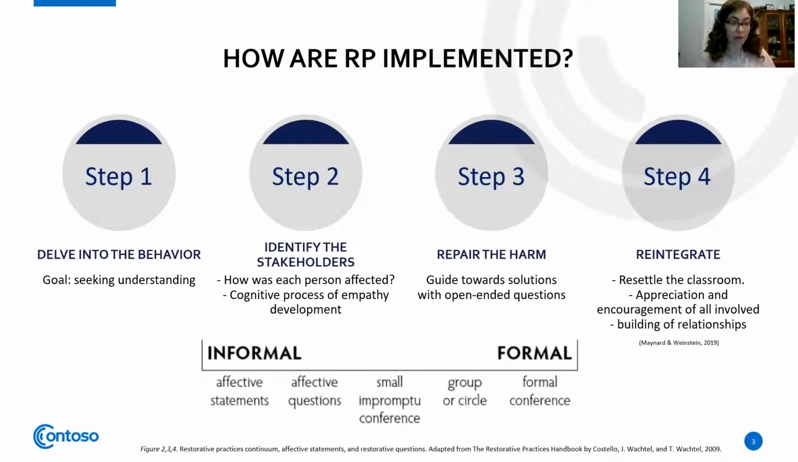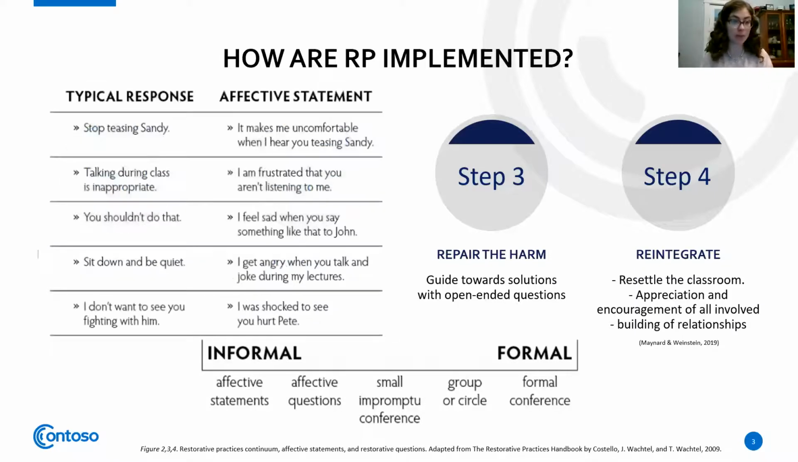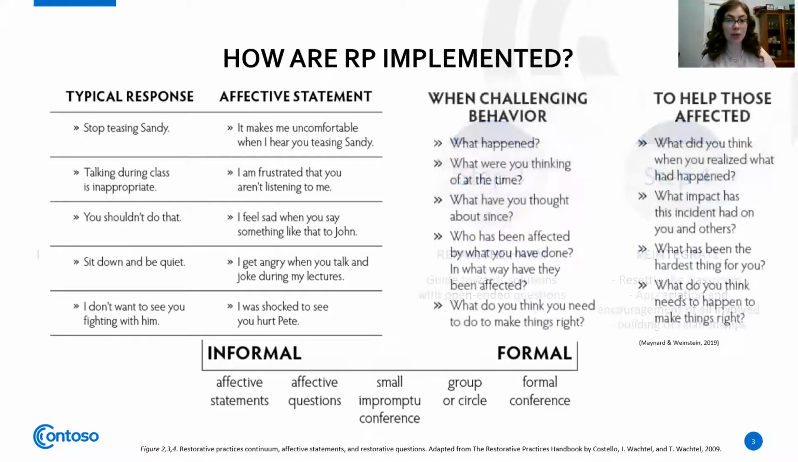So there are 5 forms of restorative practices in schools, and these range from informal to formal, and affective statements are part of this. So here are some ways we can take typical responses and convert them to affective statements. So instead of saying, you shouldn't do that, saying, I feel sad when you say something like that. And then there's also effective questions or restorative questions.